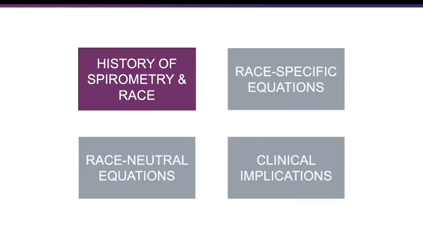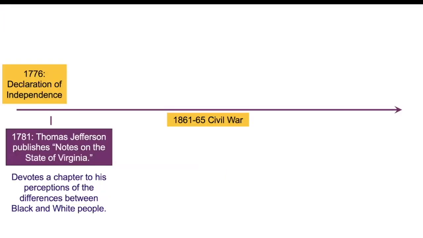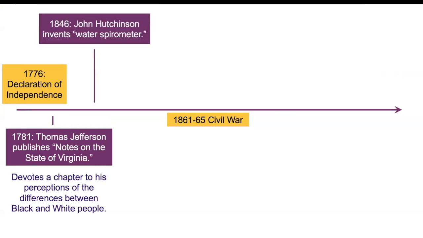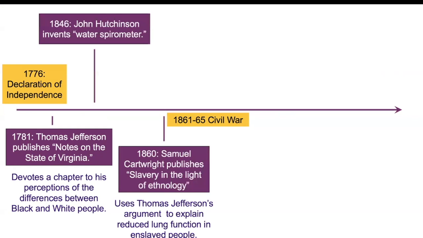The idea of racial differences in pulmonary function predates the existence of tools to measure lung function. Thomas Jefferson listed potential lung structural differences among other defining physical attributes that set enslaved Black people apart from white people. He argued that these differences justified continued enslavement of Black people. It wasn't until the 1840s that a spirometer was developed in the UK by John Hutchinson, marking the first time lung function could be objectively measured in large groups of people.